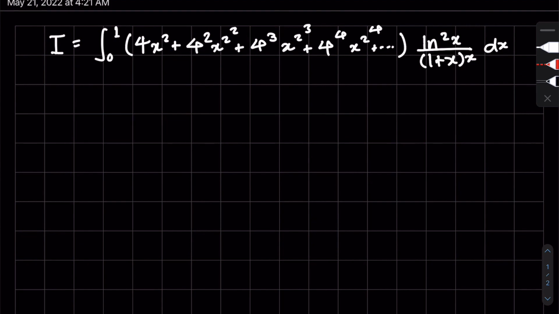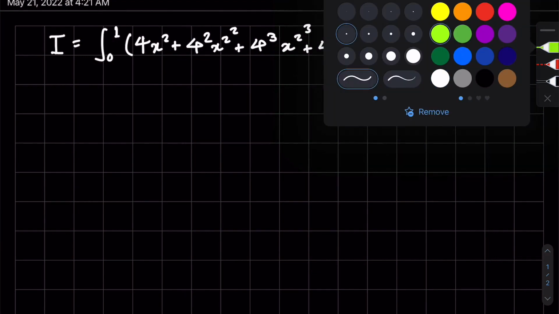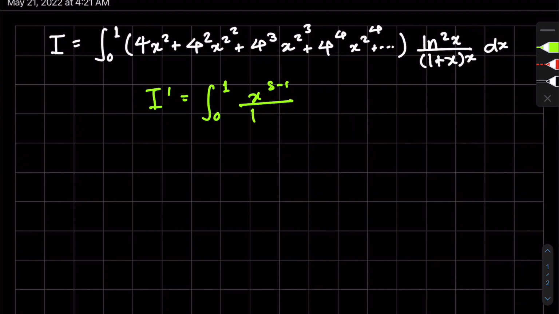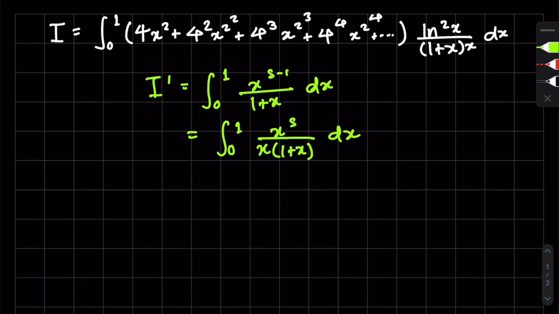Well, I urge you guys to go back to the last video where we actually derived the result for, I don't know, maybe let's call it I prime. We had integral from 0 to 1, x to the s minus 1 over 1 plus x dx. What we can do is rewrite this. We have x to the s divided by, we can bring the x to the minus 1 in the denominator to just become an x, and 1 plus x dx. Fair? Well, we know what this was.